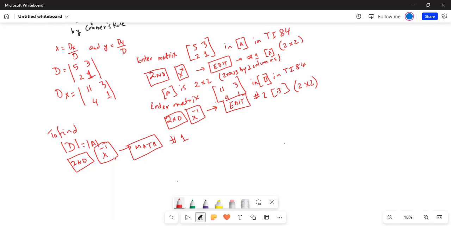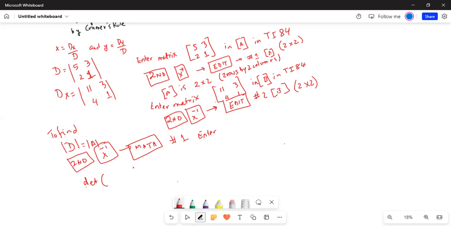Math number 1, hit enter. Math number 1 and enter. So on our screen we have a determinant like this. Then what do I do? I press the second x inverse button again.